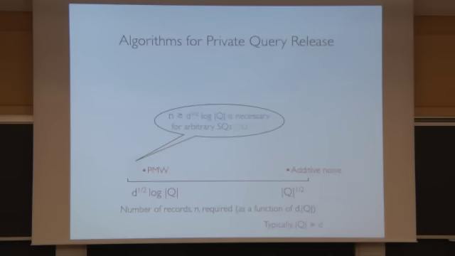And by combining fingerprinting codes with some other techniques, we're actually able to show that this bound of square root d log q is tight. This is the best you can do for answering an arbitrary family of statistical queries.